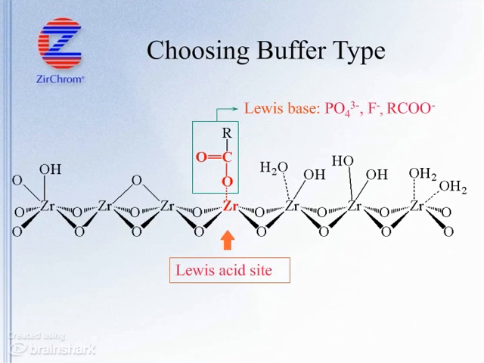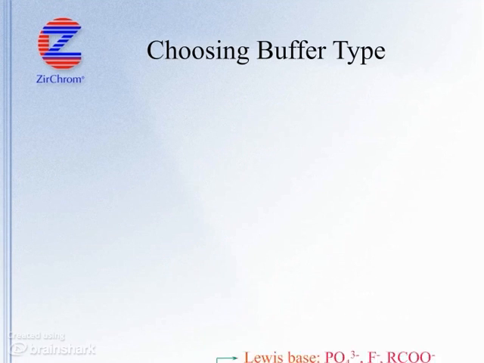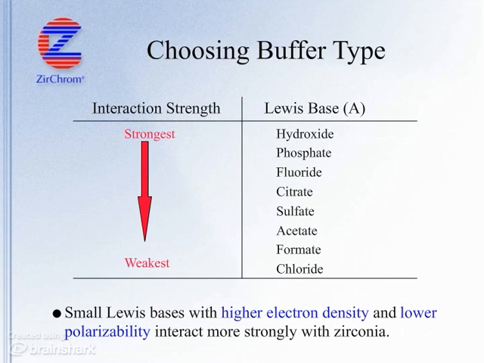The Lewis acid sites on zirconia provide a platform for ligand exchange interactions. If the buffer chosen for the analysis contains a Lewis base, that buffer will interact with the surface of zirconia. These ligand exchange interactions allow for temporary dynamic modification of the surface of zirconia. Lewis base buffers will interact with the zirconia surface according to the heliotropic scale shown here.